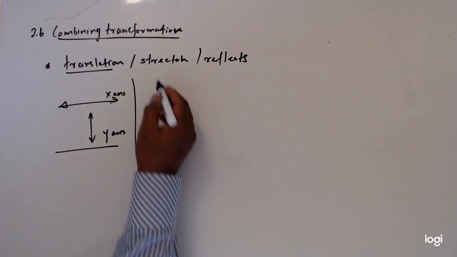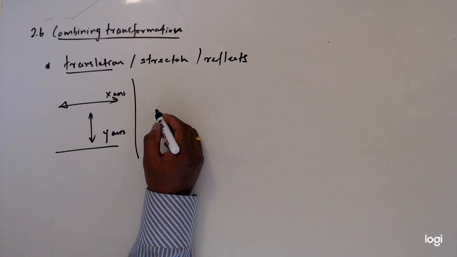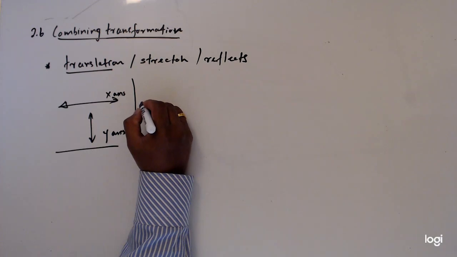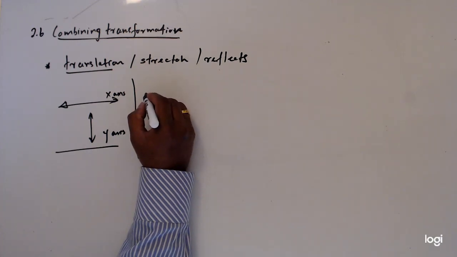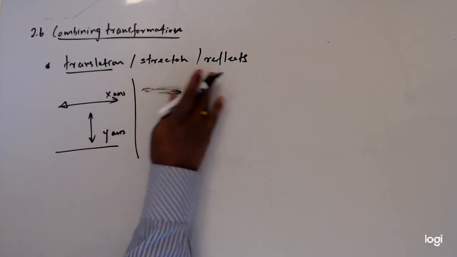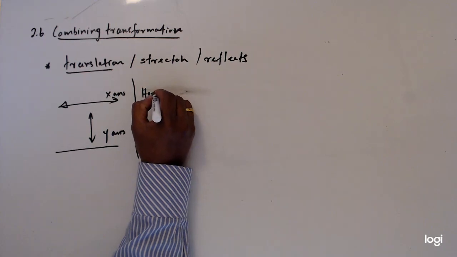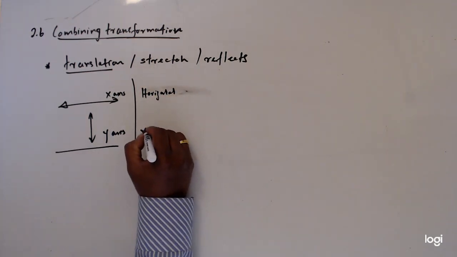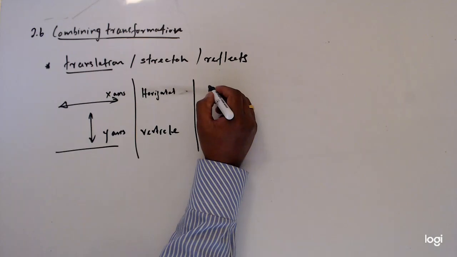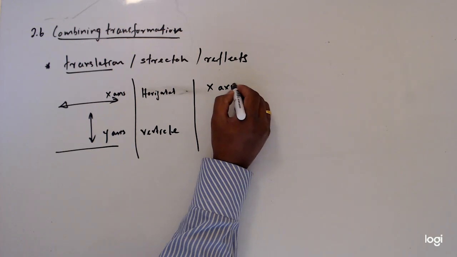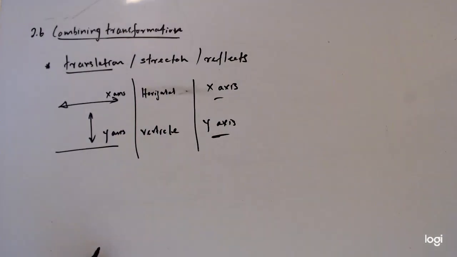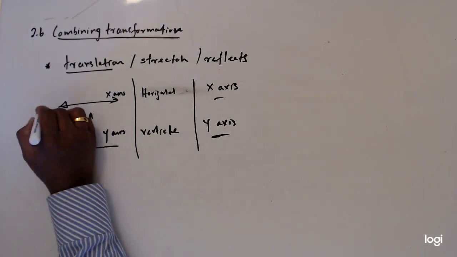And stretch, if we multiply. I will tell it like this: two types of stretch, vertical and horizontal. Okay, I'll write horizontal first, and vertical. And reflects, two types: x-axis and y-axis. So we'll consider this one first.